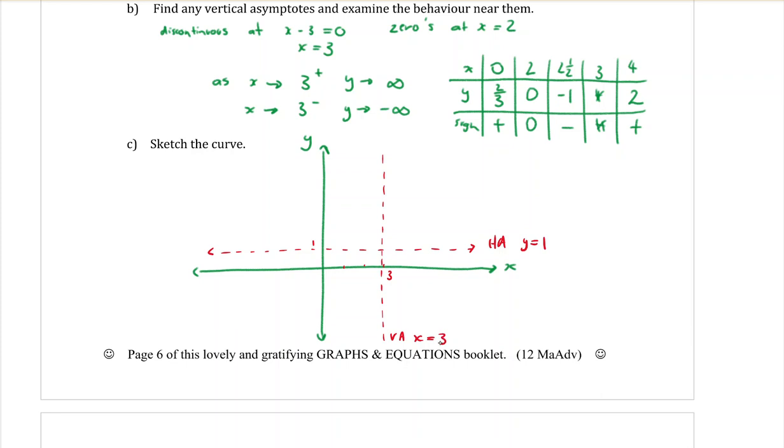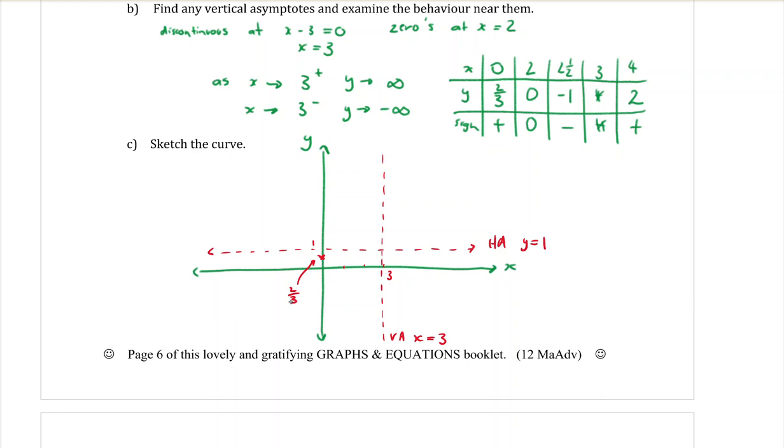We did find our y-intercept. When x was equal to 0, y was equal to 2/3. So about there. Okay, so I'm going to put a little arrow in there and say that's the value 2 over 3. All the little investigating that I did, let's start with that.